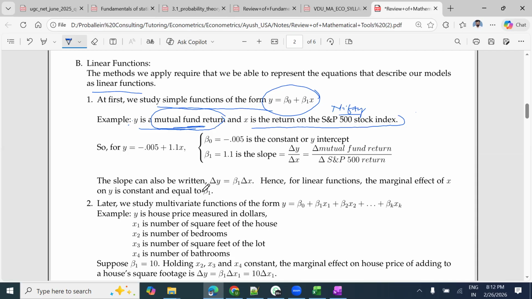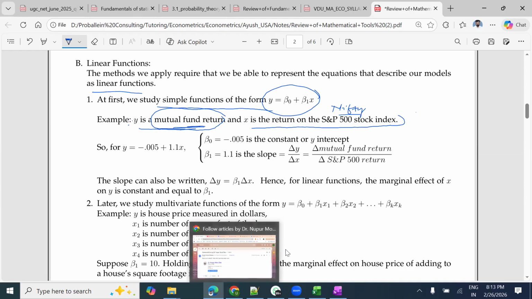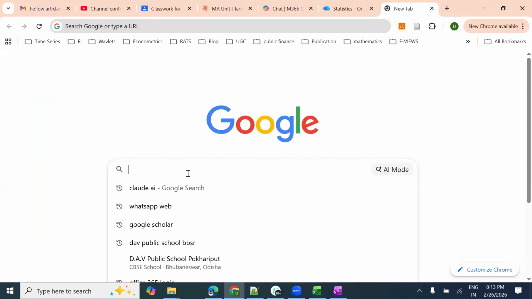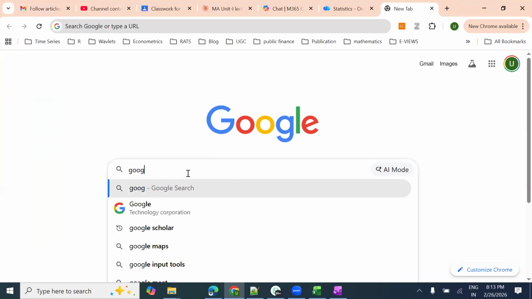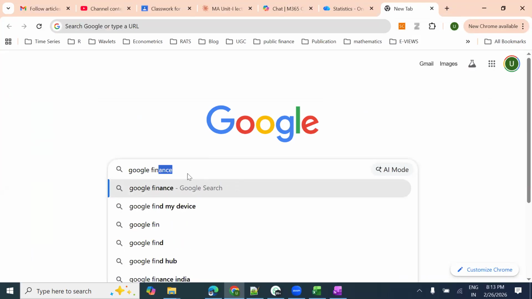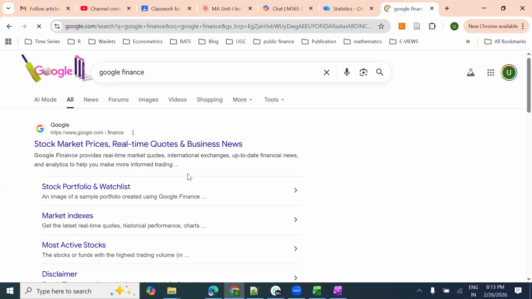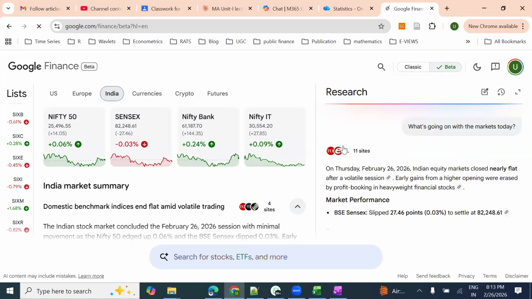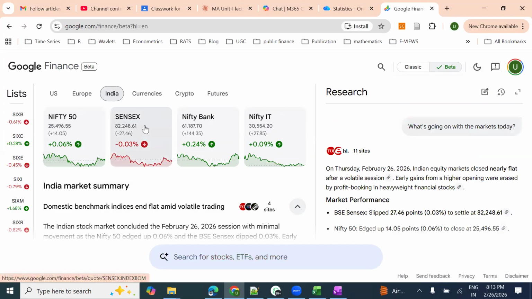Let me tell you. Mutual funds are categorized by asset class. Go to Google Finance. Is it visible, Bhaktiman? You can go to Google Finance, and there you can see, like in the examples which we did, Nifty 50 is there, isn't it? Sensex, Nifty Bank, Nifty IT. So these are basically market indices.